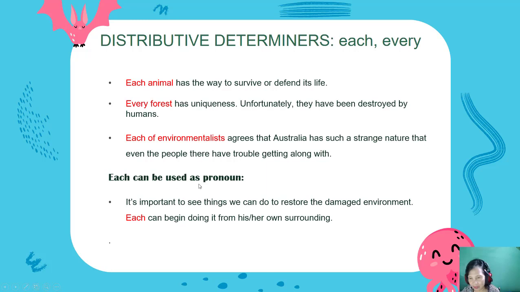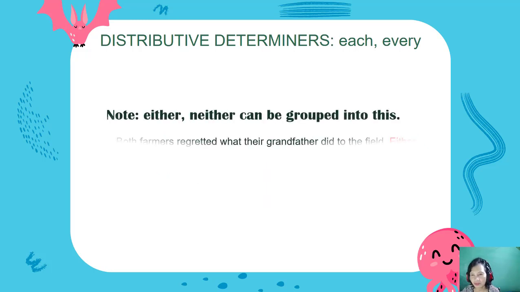Each can be used as pronoun. It is important to see things we can do to restore the damaged environment. Each can begin doing it from his or her own surrounding. So each refers to us, each of us. Every cannot be used as pronoun. Remember that. Each can be used as pronoun, but every cannot be used as pronoun.